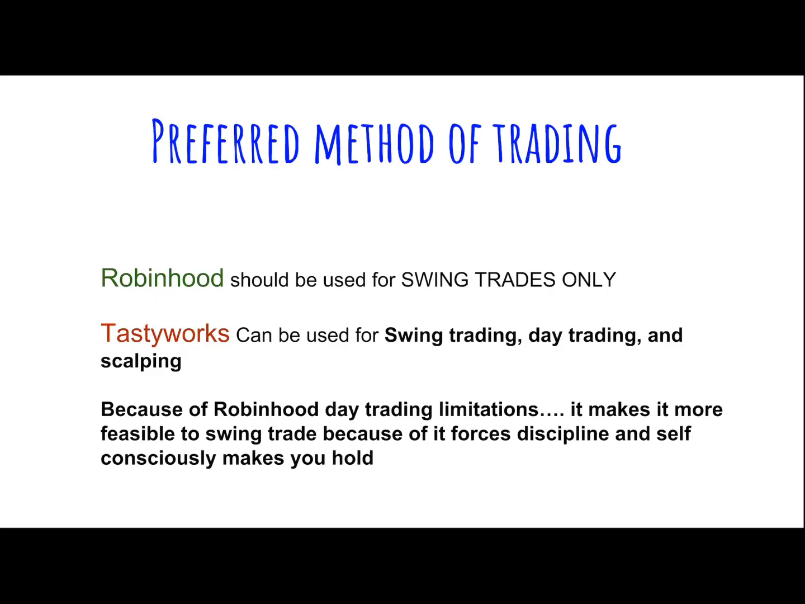My preferred method of trading is I use Robinhood for swing trades only. Tastyworks can be used for swing trading, day trading, and scalping. But because of the psychology of being able to close at will, I like to swing trade on Robinhood to essentially discipline myself, because Robinhood has a 3-day trading limit. So one more time, I use Robinhood for swing trades, Tastyworks for day trading and scalping.